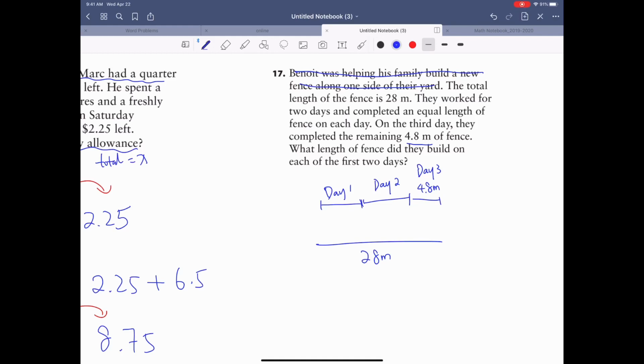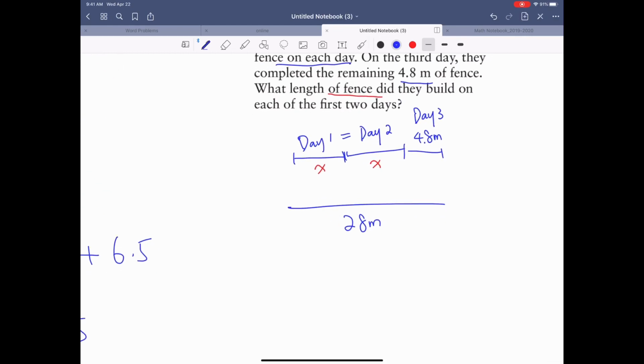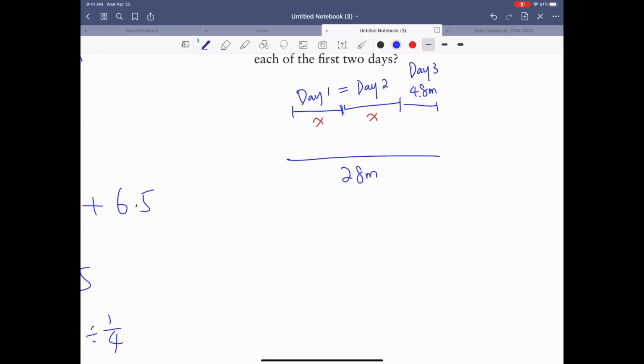Okay, so these are equal. They give you that, an equal length of fence on each day, right? And I'm going to say that the length of day 1 is x, so the length of day 2 will also be x. Okay, because they ask you about the length they built on day 1 or day 2. And that basically gives you an equation. What are some equal relationships here? Basically this plus this equals the total. So 2x, because you have 2x here, plus 4.8 equals 28.